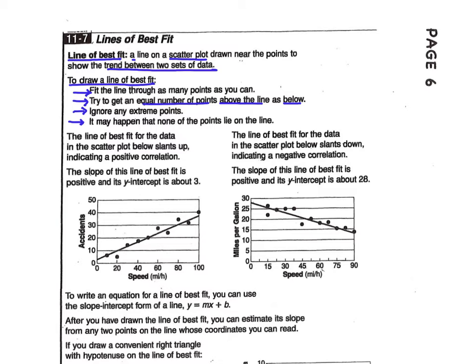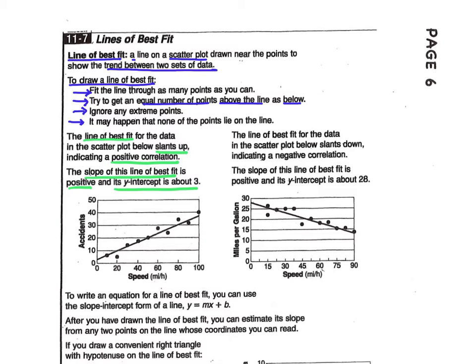Let's take a look at two scatter plots we've been given. Let's start with the first one. The line of best fit for the data in the scatter plot below slants up, indicating a positive correlation. The slope of this line of best fit is a positive value, and its intercept is about 3.